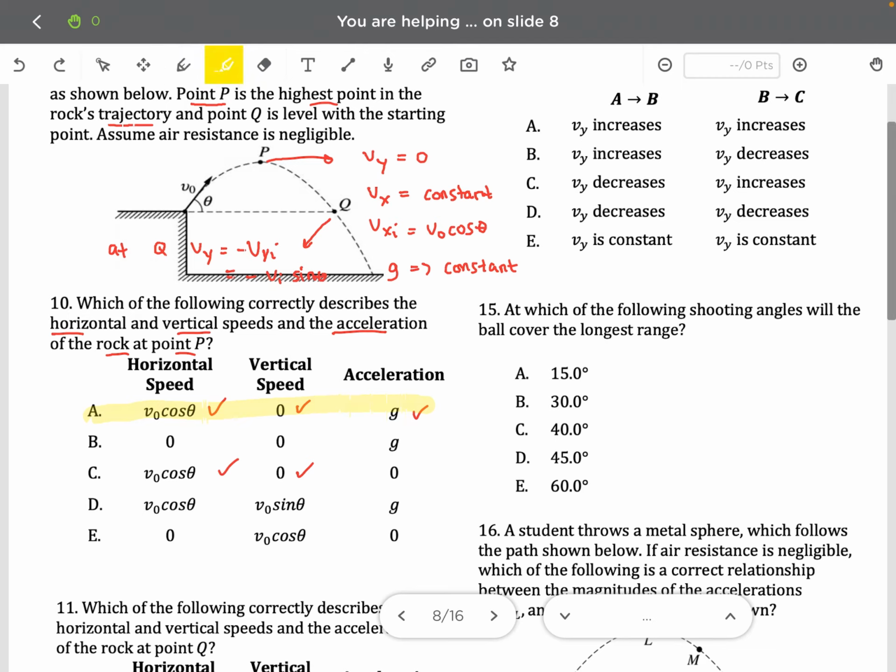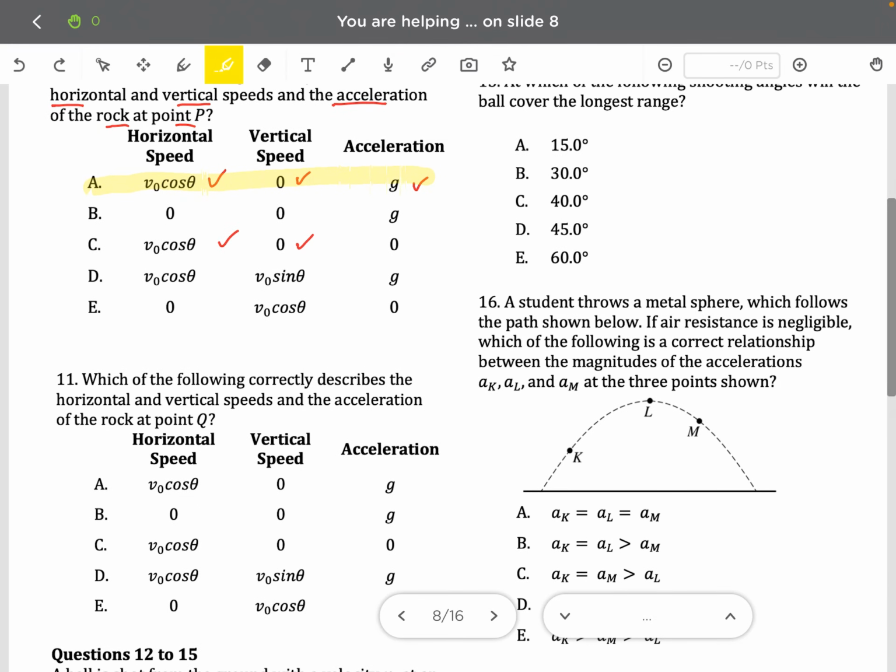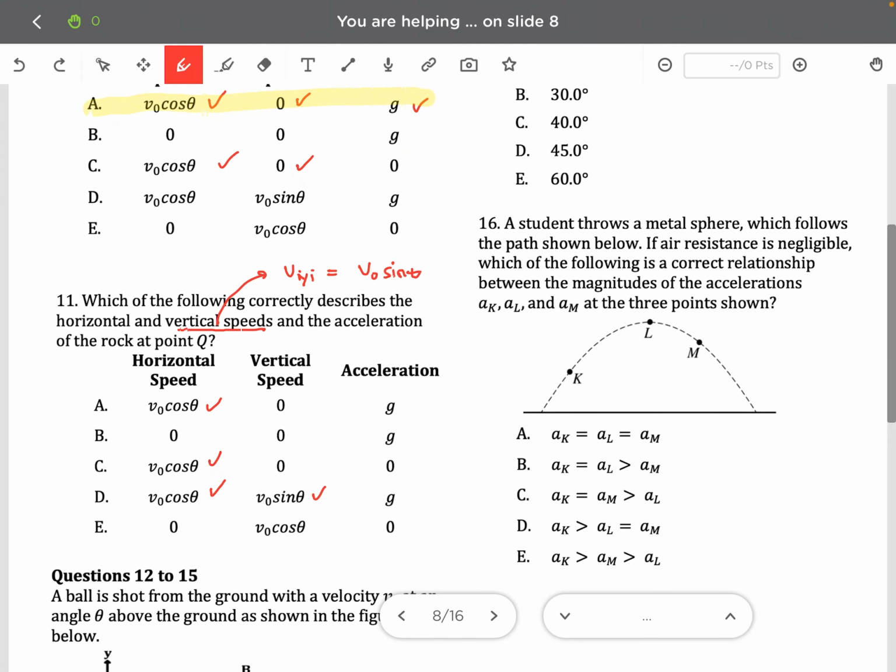So once again, our horizontal velocity is constant, so it's going to be V0 cosine theta, and the acceleration is also constant, so it's g. So let's look for that. And since it's asking for speed, it's asking for vertical speed, so for vertical speed, it's just going to be equal to the initial vertical velocity Vyi, which is V0 sine theta. So let's look for that. Horizontal velocity is V0 cosine theta. The vertical speed is V0 sine theta, and the acceleration is just equal to g. So therefore the correct answer to this question is option D.